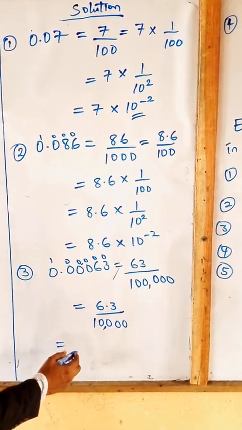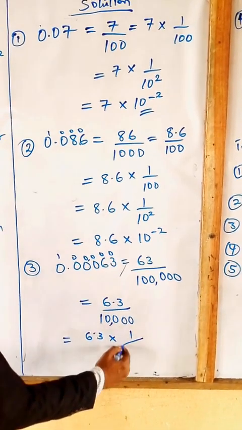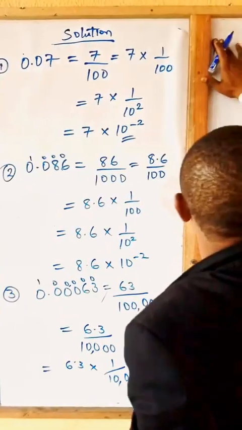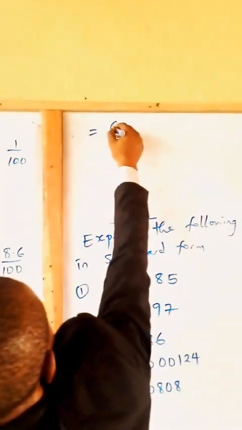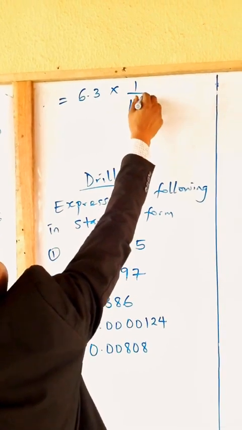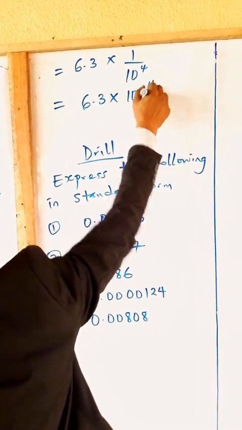Then we are going to have 6.3 times 1 over 10,000, which will give us 6.3 times 1 over 10 raised to power 4. And we are going to have 6.3 times 10 raised to power minus 4.